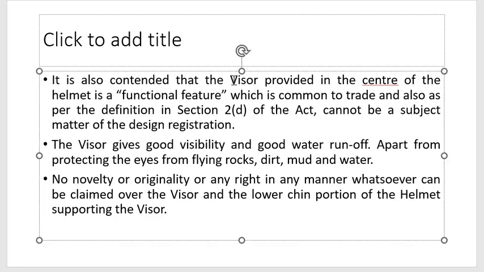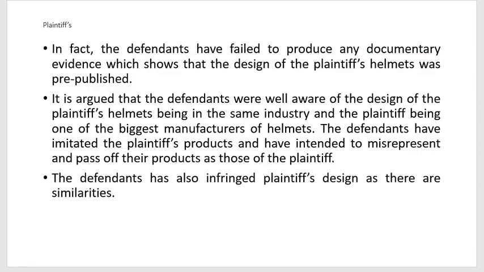Then it was contested that the visor at the center of the helmet has a functional feature, obviously. It is common to the trade, and a functional feature cannot be protected. The visor, what is its purpose? To give good visibility and good water runoff, apart from protecting the eyes. These are some minor functional features. For this, how many designs and shapes can you come up with? Nothing much. So no novelty and originality resides in this.